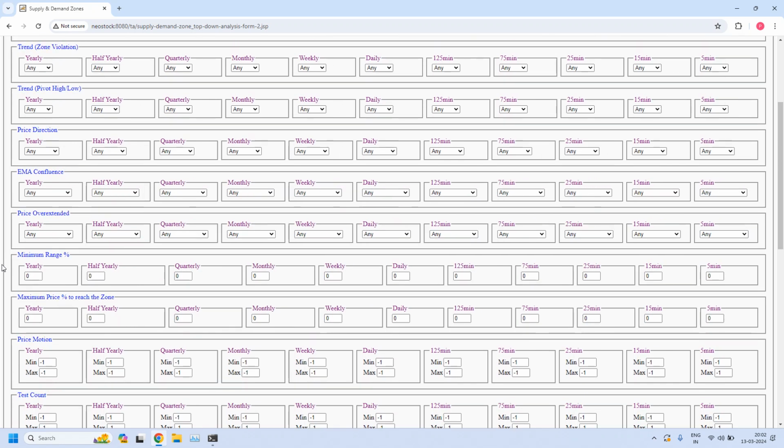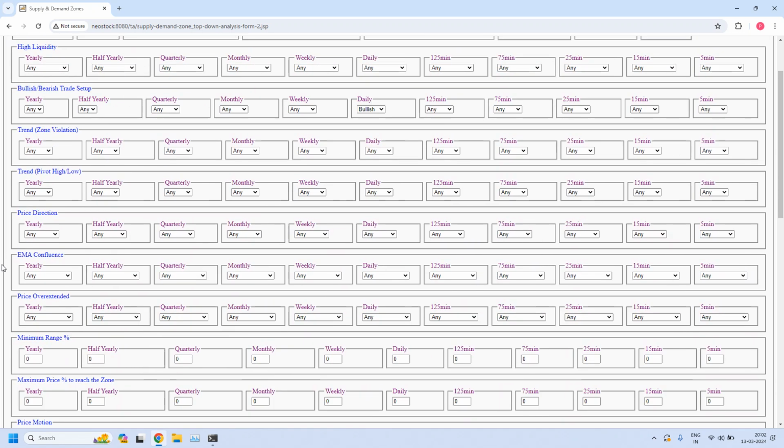Then second parameter we will set range, that is a reward between demand zone. Which demand zone? Daily demand zone to daily supply zone. A minimum 3% reward should be there. So minimum range supports the reward. So in daily time frame, I am setting the value 3. So only stocks having 3% above reward only will be displayed. Remaining stocks will be filtered.